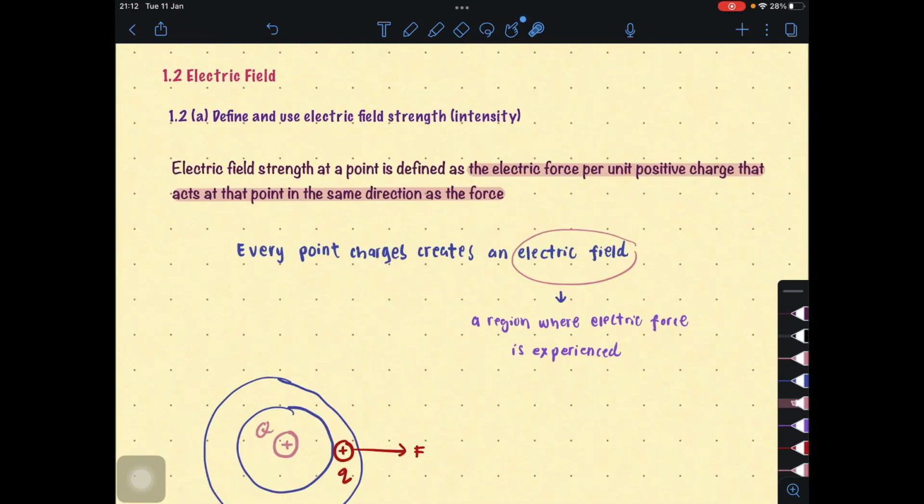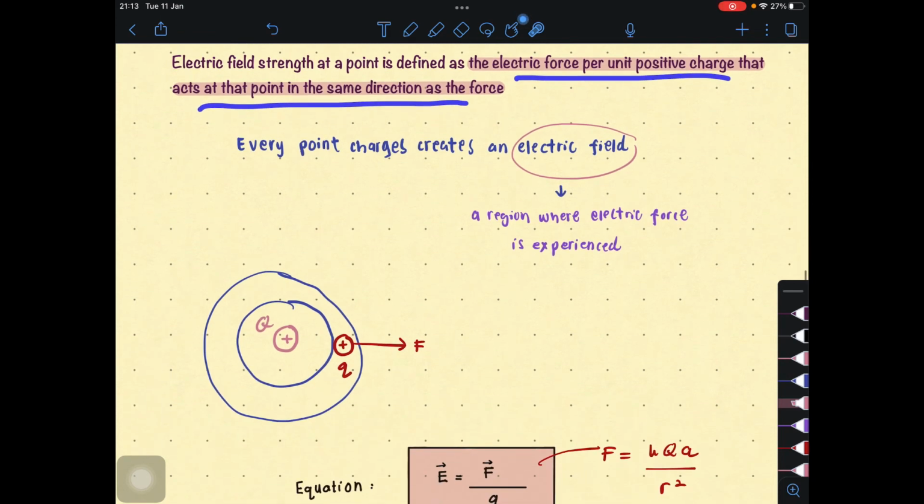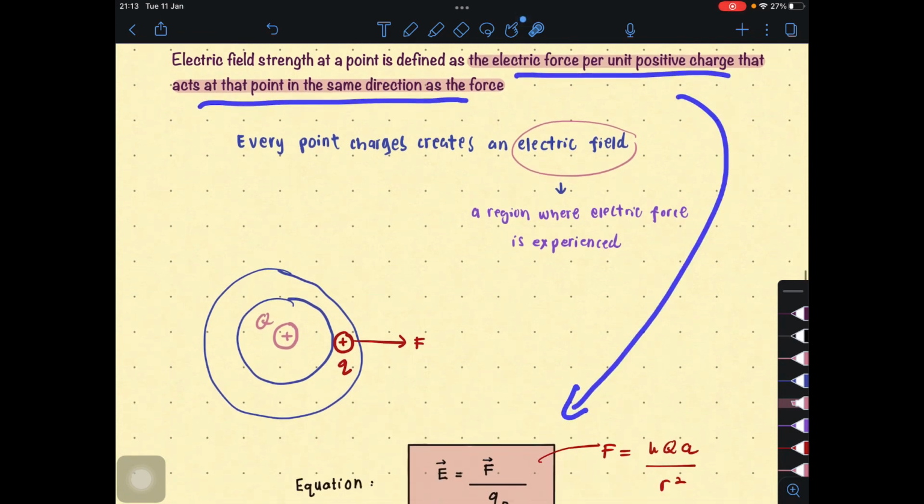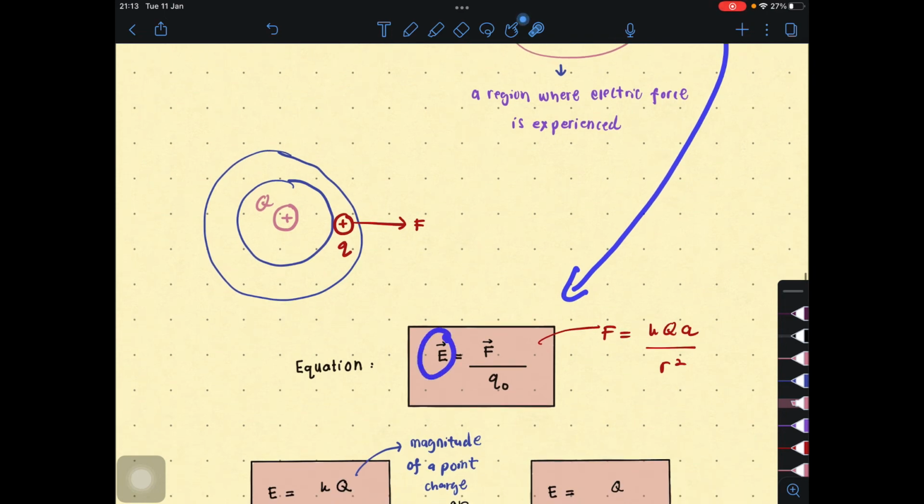Okay, now let's look at the definition of electric field. Electric field strength at a point is defined as the electric force per unit positive charge that acts at that point in the same direction as the force. So basically the definition here, we can translate it to the equation of electric field. So E here stands for electric field, the symbol for electric field strength. It is equal to force per unit charge.